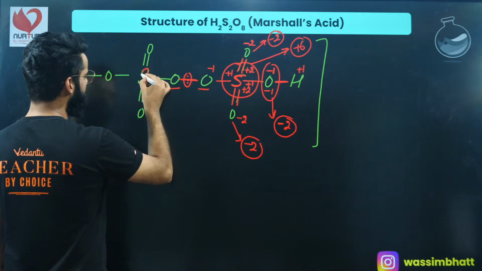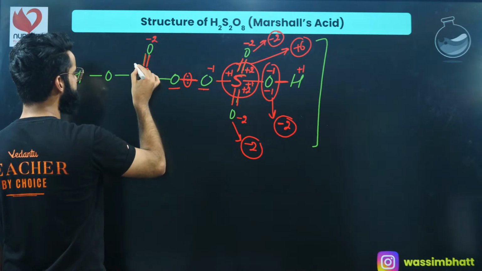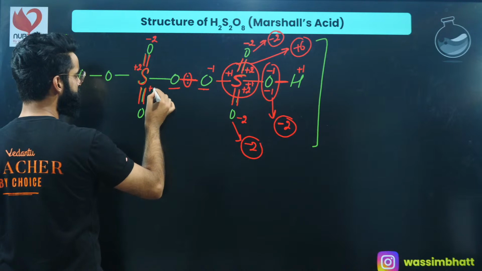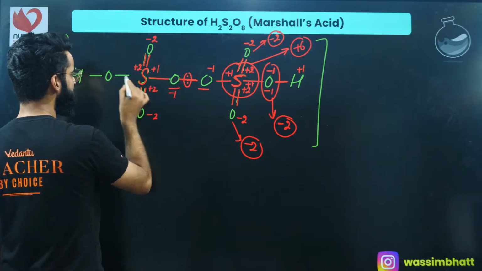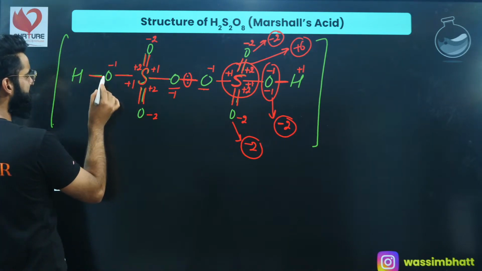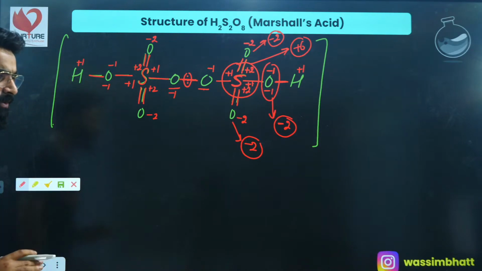Now we will have a look. If you look at this sulfur, S double bond O, oxygen being more electronegative, so -2, sulfur at the same time will have +2. If you look at this double bond, -2, sulfur will have +2. If you look at this single bond, oxygen will have -1, sulfur will have +1. If you look at this single bond, oxygen will have -1, sulfur will have +1. If you look at this single bond, oxygen -1, hydrogen +1. Let's calculate the oxidation states of all the elements, right?